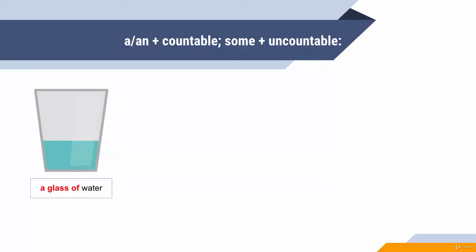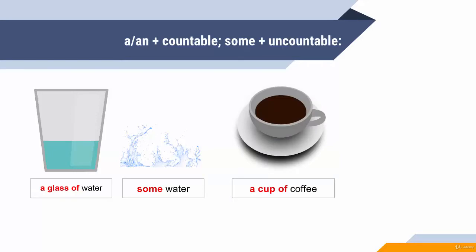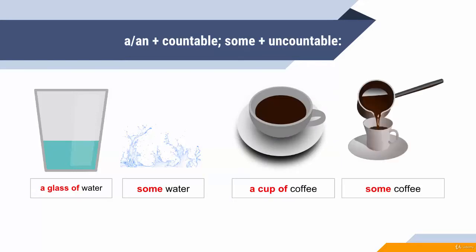So, we say a glass of water, some water. You see the difference? I want a glass of water. Please, give me some water. Or, I want a cup of coffee. Please, give me some coffee. A cup of coffee, you say exactly how much. You say what quantity you want. Some coffee, you just want some coffee. You don't say exactly one cup or half cup or something like that.